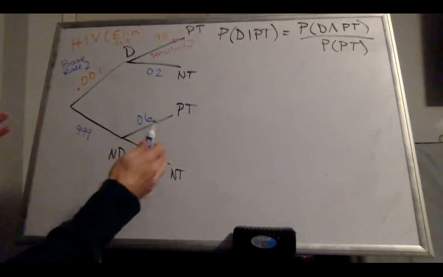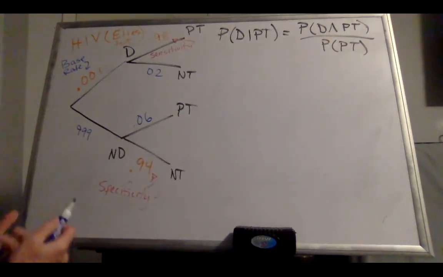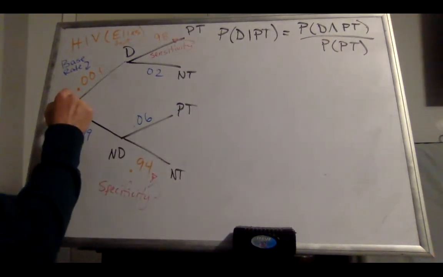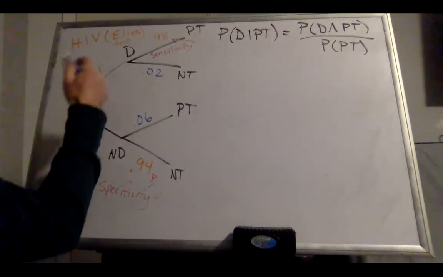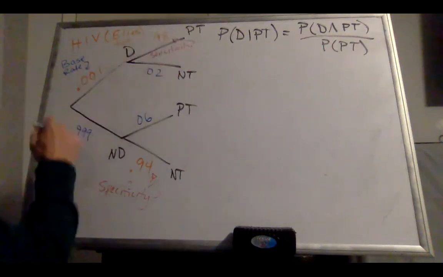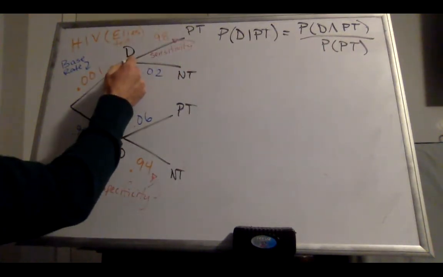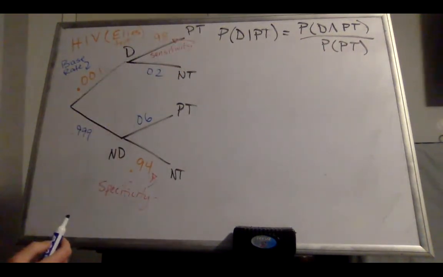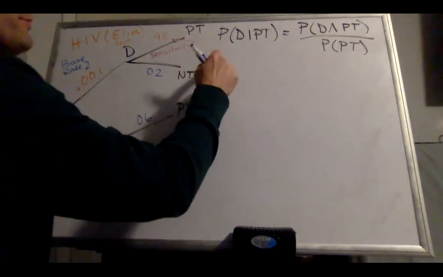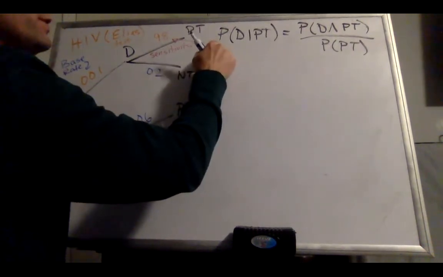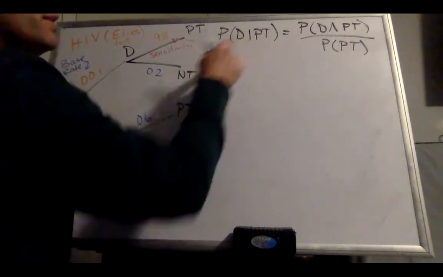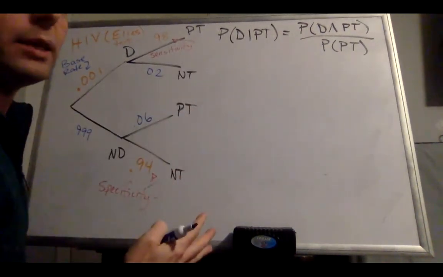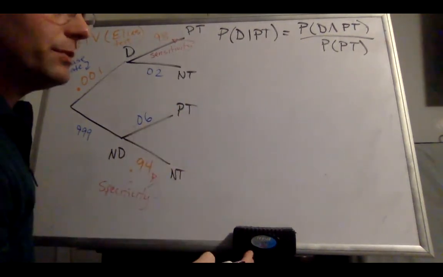And anytime I want the probability of a scenario, I just multiply the probabilities on the branches. If I want to know the likelihood of having the disease and getting a positive test, I just take 0.001 times 0.98. But what we're really mostly interested in is the probability of having the disease given that your test turned out positive. So that's what you want to know, right? You're like, I just got a positive test.